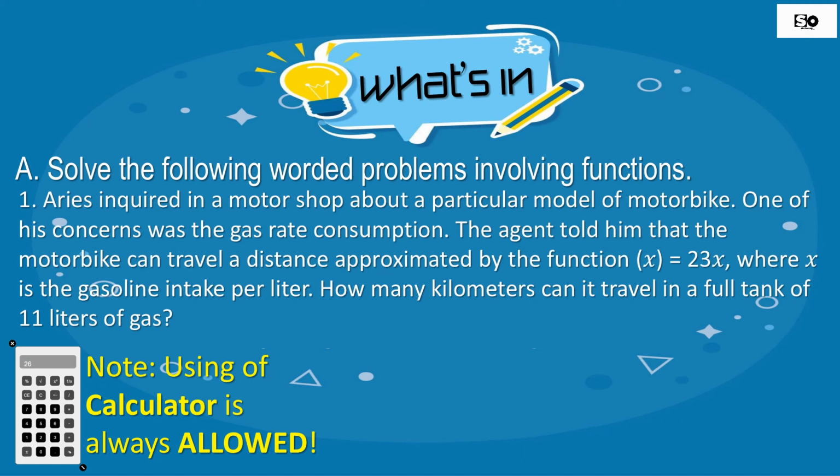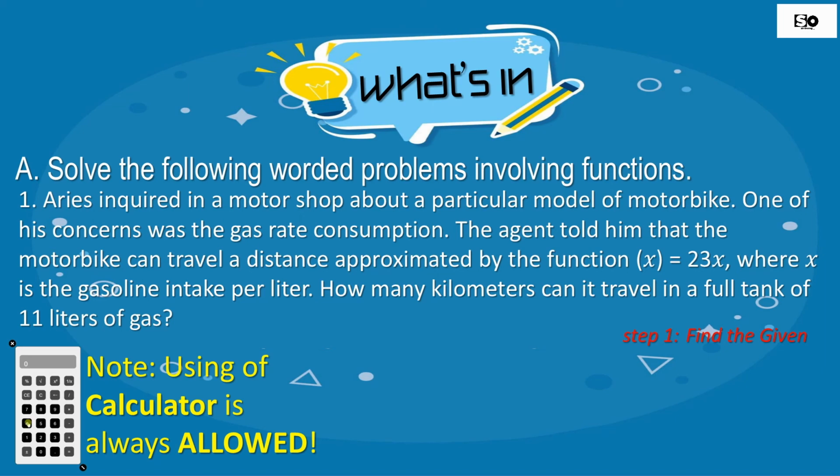Number 1. Aris inquired in a motor shop about a particular model of motorbike. One of his concerns was the gas rate consumption. The agent told him that the motorbike can travel a distance approximated by the function f of x equals 23x, where x is the gasoline intake per liter. How many kilometers can it travel in a full tank of 11 liters of gas?